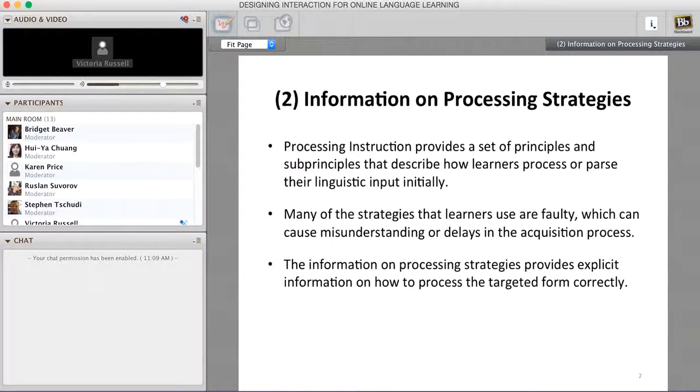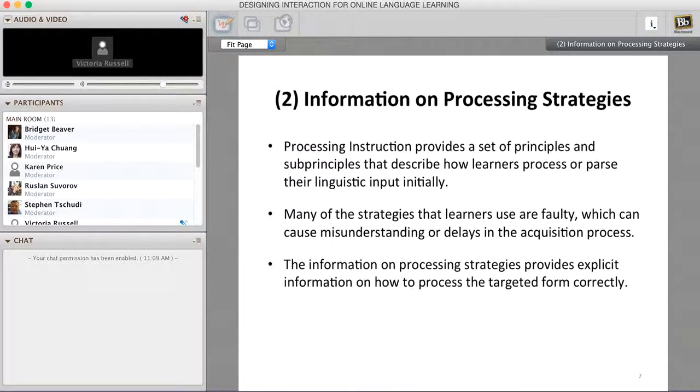Information on processing strategies is perhaps the most unique aspect of PI. Van Patten's model of input processing provides a set of principles and sub-principles that describe how learners process or parse their linguistic input initially. According to the model, many of the strategies that learners engage in are faulty or flawed. This can cause misunderstandings. It can also cause delays in the acquisition process.